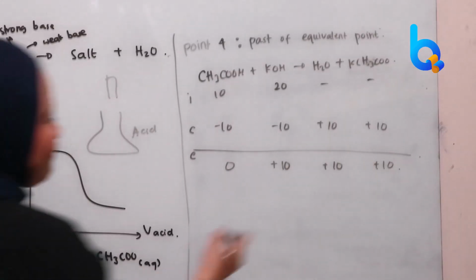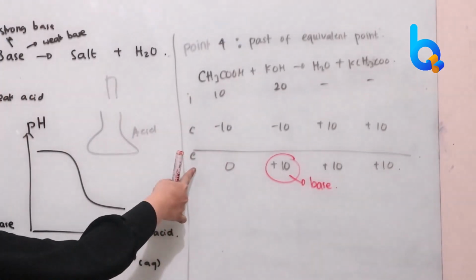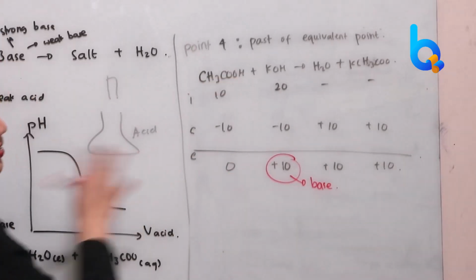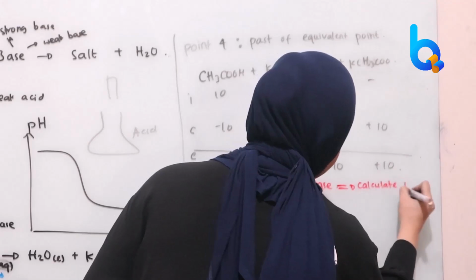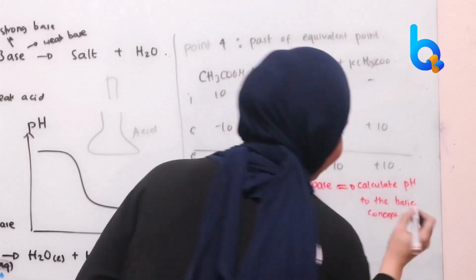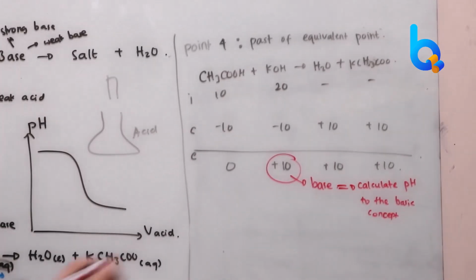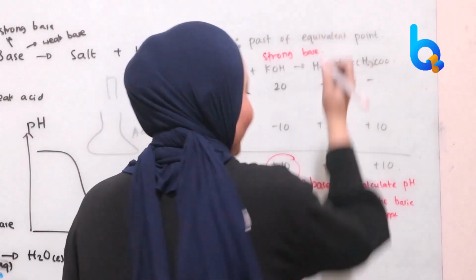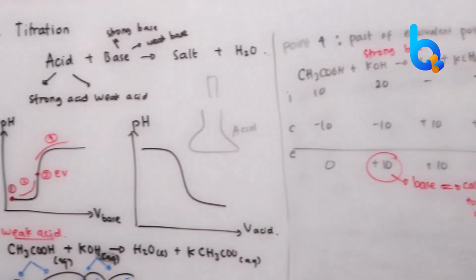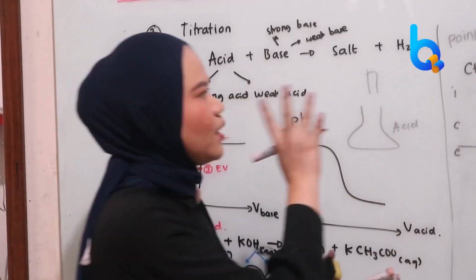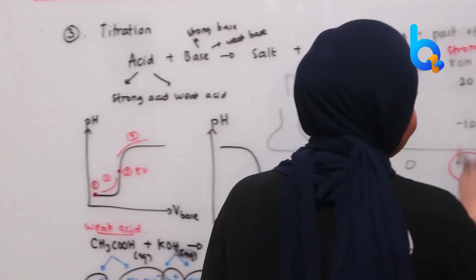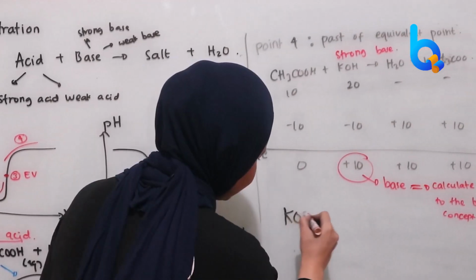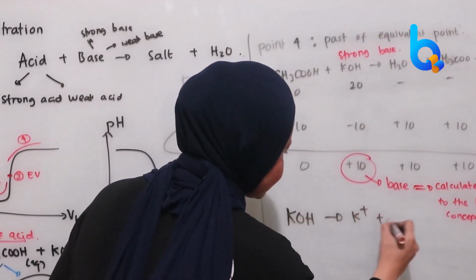So there is a base, okay, on the equilibrium, but the weak acid is already gone. So in this part, we have to calculate pH based on the basic concept. We have to look at them more carefully. KOH is a strong base. Okay, so the strong base is not calculated by the Ka or Kb, but it's calculated by KOH. Okay, basic concept: it ionizes to be K plus and OH minus.